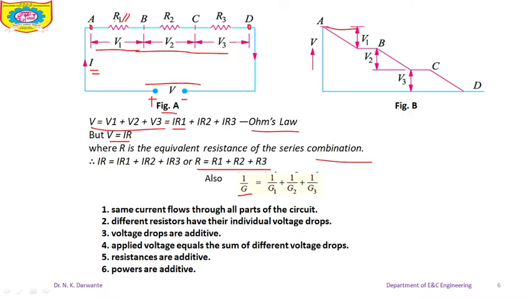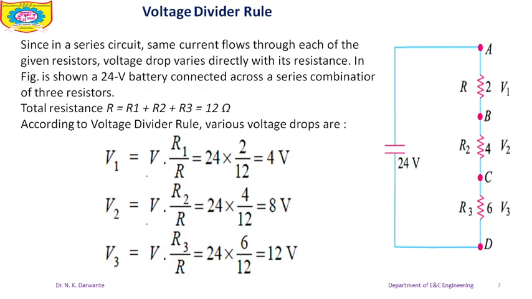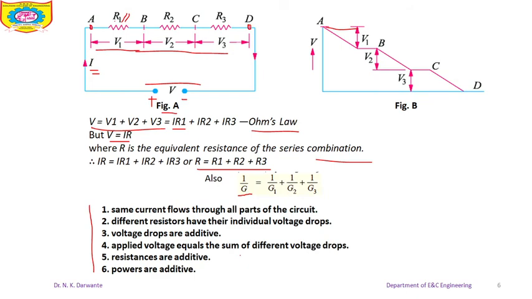Then some important facts when the resistances are in series: the same current flows through all the parts of the circuit. Different resistors have their individual voltage drops. Third, voltage drops are additive. The applied voltage equals the sum of the different voltage drops. Resistances are additive when they are in series. Then powers are also additive.